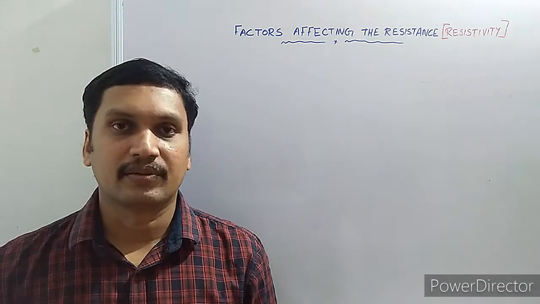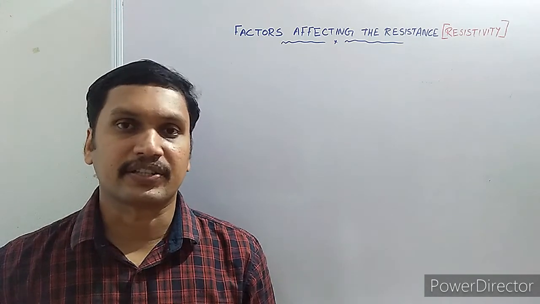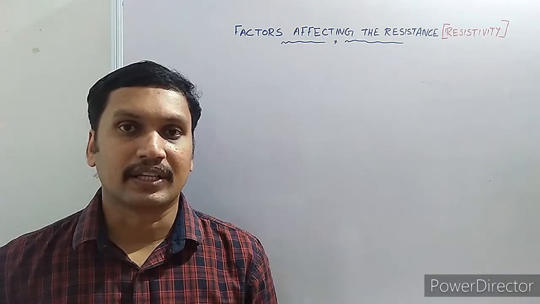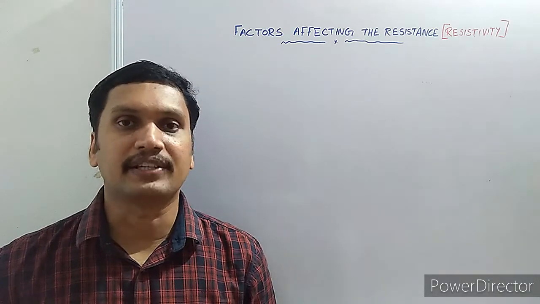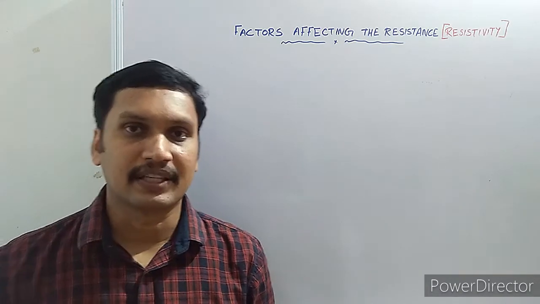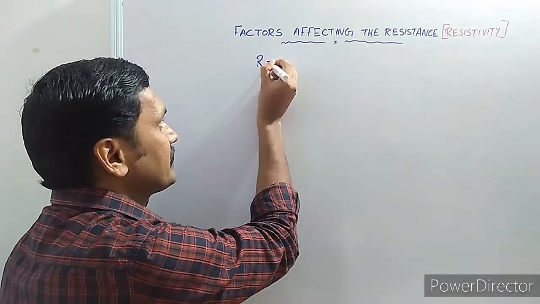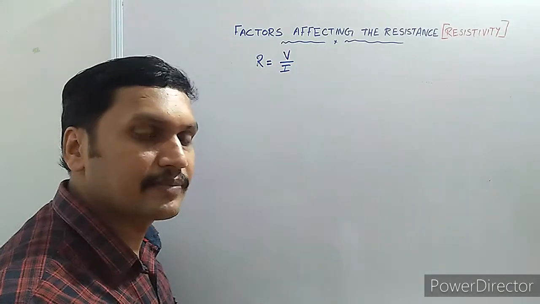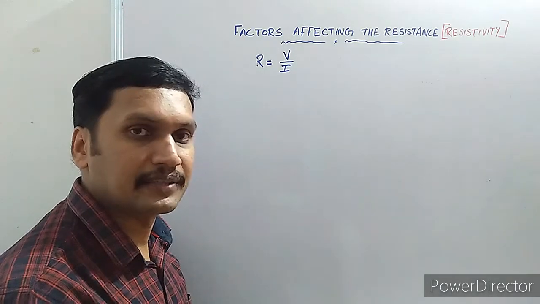Hello students, today we discuss what are the factors affecting the resistance of a conductor. From Ohm's law, we studied that resistance is the ratio of potential difference between the ends of a conductor and the current passing through that conductor. We write the resistance as R is equal to V by I, where V is the potential difference between the ends of that conductor and I is the current passing through the conductor.